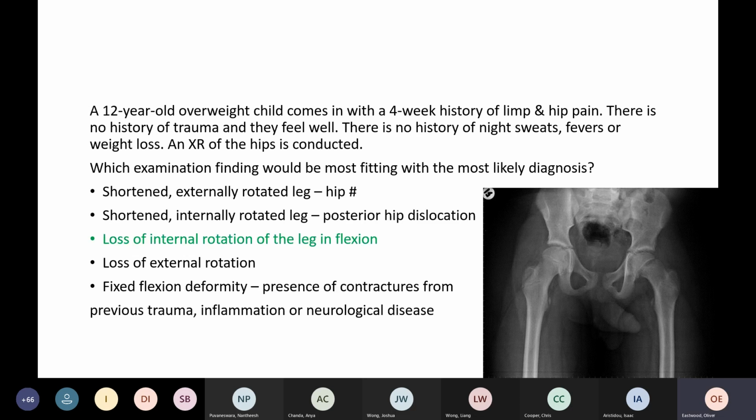So in any limp in an obese teenager, you're thinking slipped upper femoral epiphysis. And again, what are the key findings? I think they tested this because it's a good thing if you flip this question round, but it's this loss of internal rotation of the leg in flexion that is the key finding or phrase. So including some of the other ones that you'd see in hip pathology, you get loss of external rotation, more seen in frozen shoulder or something like that.